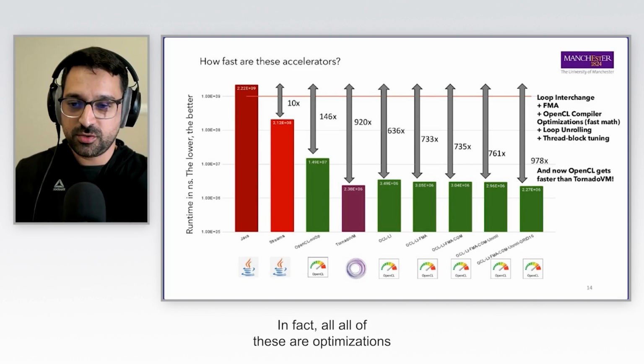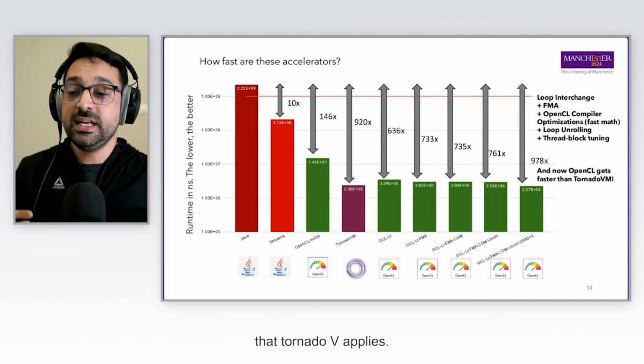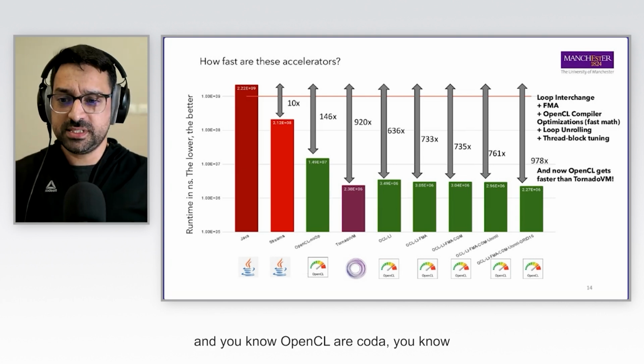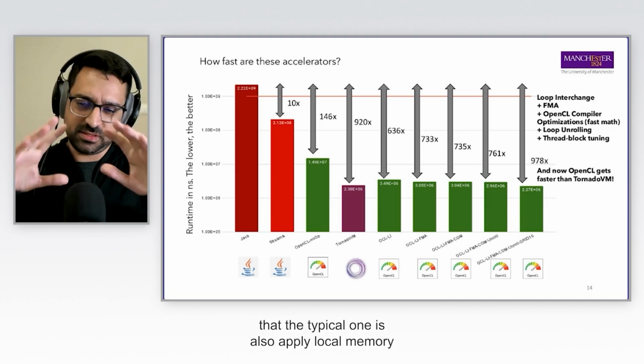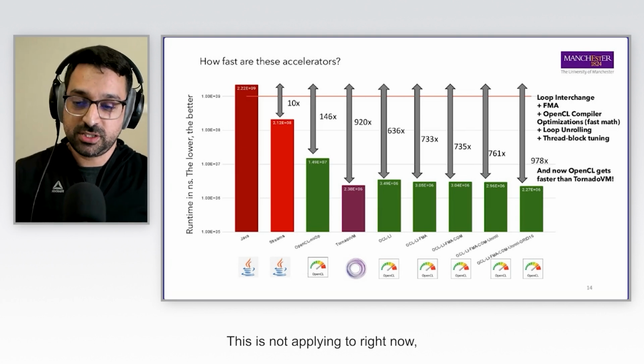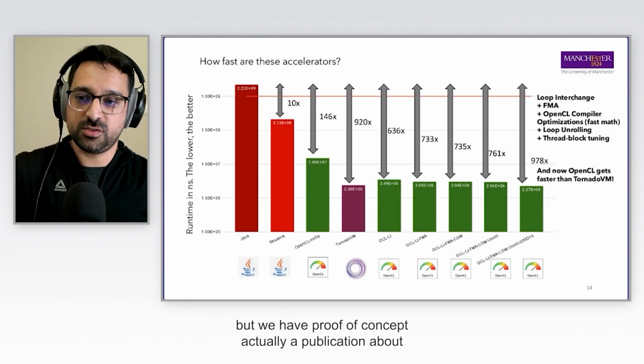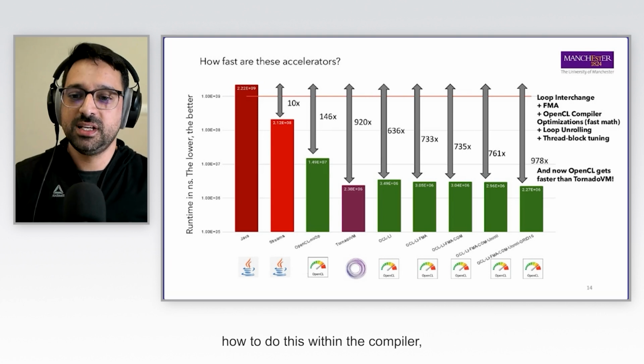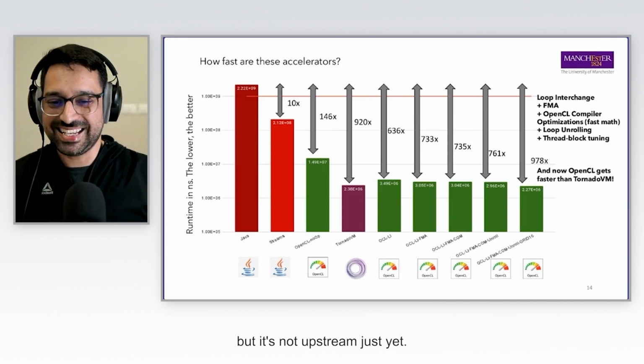In fact, all of these are the optimizations that TornadoVM applies. If you know matrix multiply and you know OpenCL or CUDA, you know that the typical one also applies local memory, loop tiling, etc. This is not applied by Tornado right now, but we have a proof of concept, actually a publication, about how to do this within the compiler, but it's not upstream just yet.